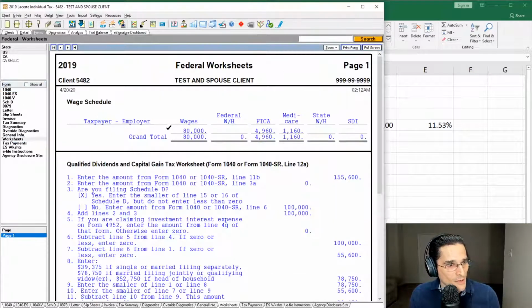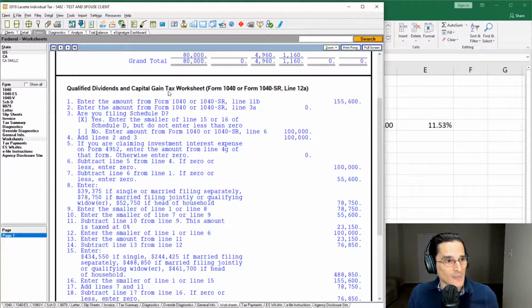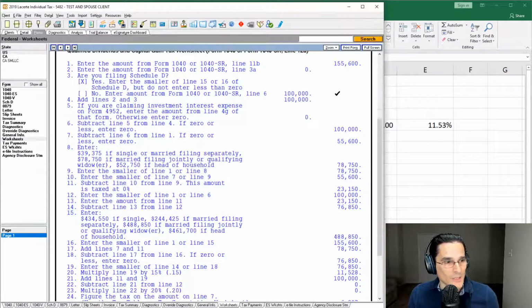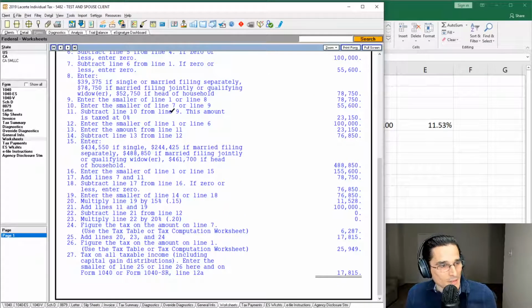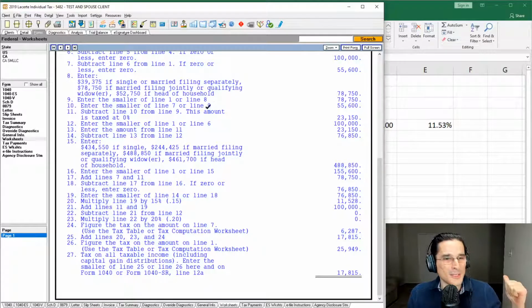Now, you have to take a look at the details of this by looking at a worksheet. So there is the qualified dividends and capital gain worksheet. And this is where this tax amount is calculated. So as you can see, going through here, it's a pretty complex worksheet. It's in the instructions for, I believe, Schedule D, that where you'd find this.